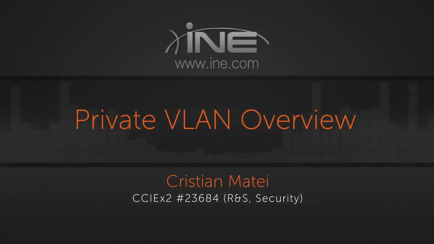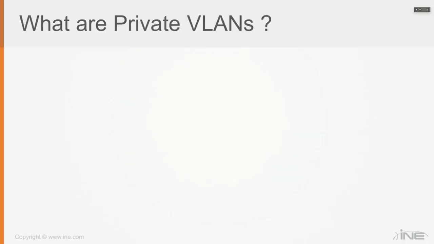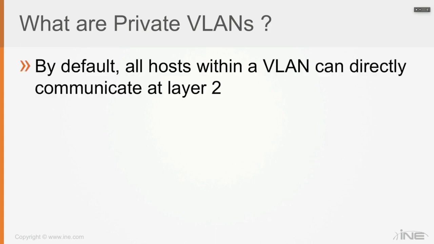Okay, next we're going to speak about private VLANs. So let's see what private VLANs are. Pretty much the name is also a bit self-explanatory. By default in a VLAN, all hosts can directly communicate at layer 2. So if we have 10 hosts in a VLAN, as long as ARP works to resolve their IP to MAC bindings, they can directly communicate in the same VLAN without any problem.